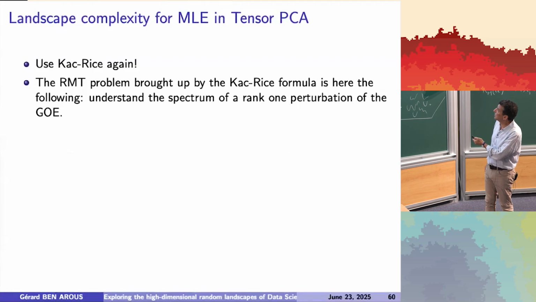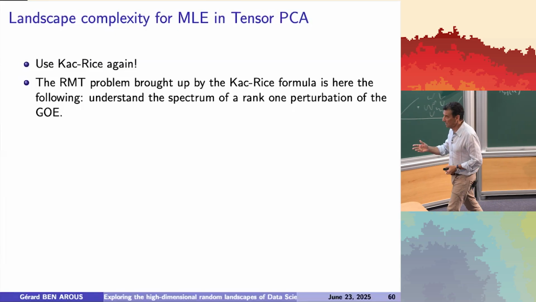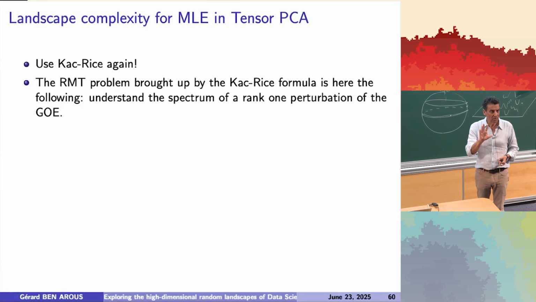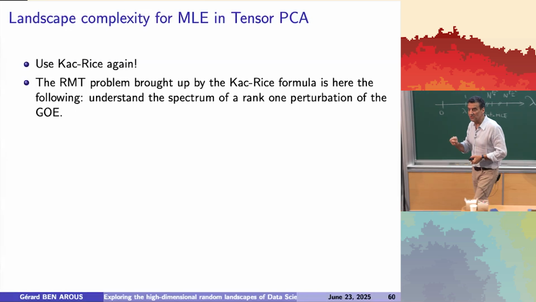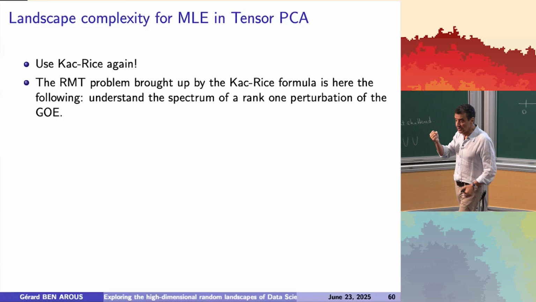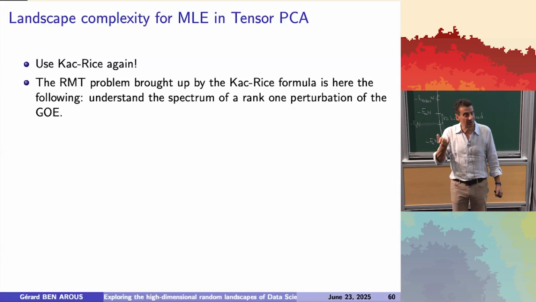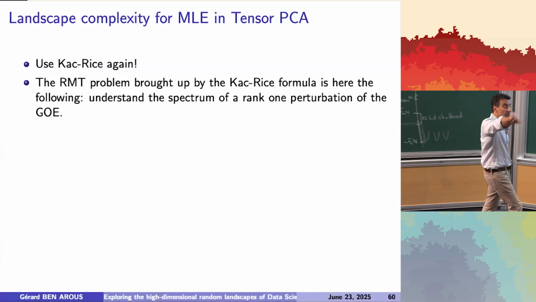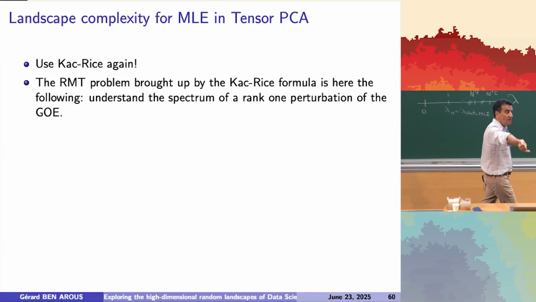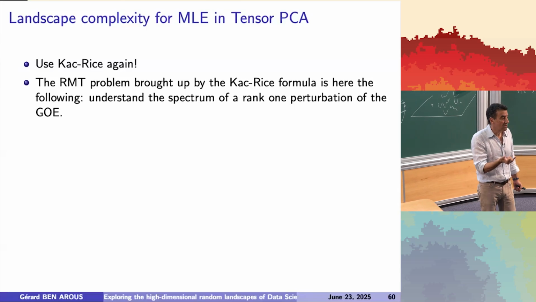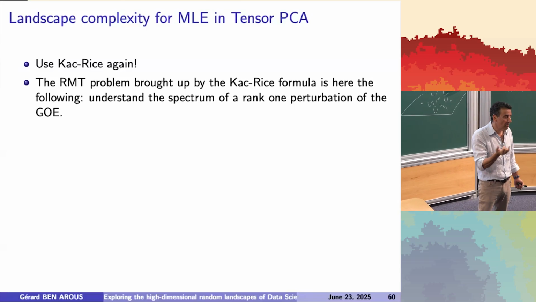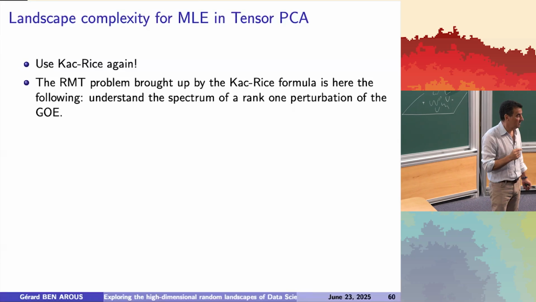So as I said, Kac-Rice, this formula, did I write it by the way yesterday? Yes, I showed it to you, right? So you remember that Kac-Rice in fact involves computing the absolute value of a determinant of a random matrix, which is the Hessian conditioned by being critical. Okay? So if you do that here, for the spin glass, what you get is that the random matrix is essentially a simple translation of the GOE. But here we have a signal.